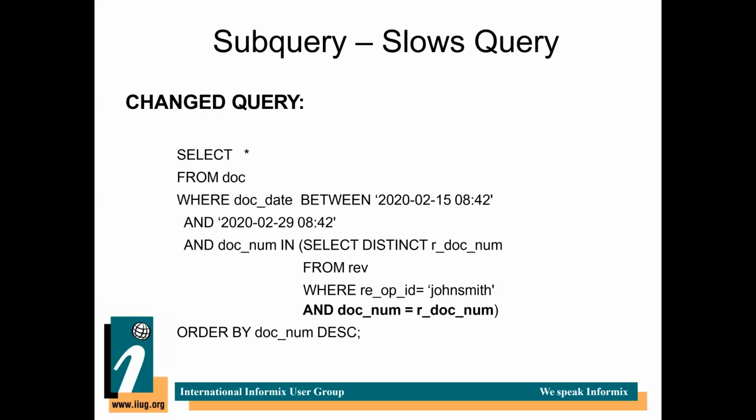So what we did is we improved the query performance by adding the bottom part here, the "and doc number equals our doc number." So adding that helped improve the performance of the subquery tremendously.